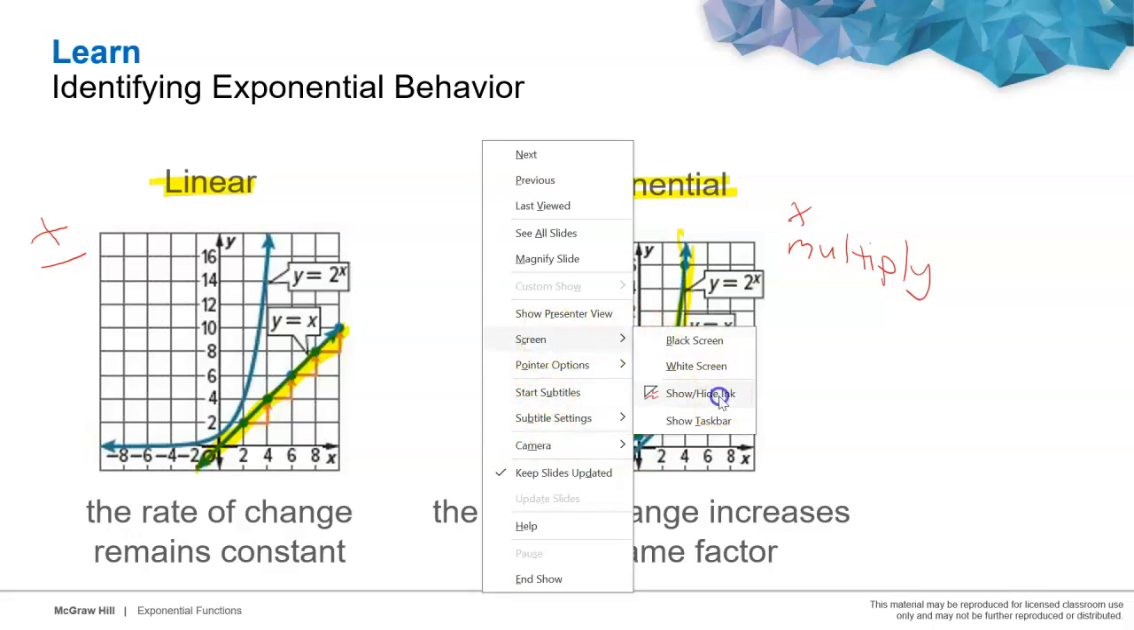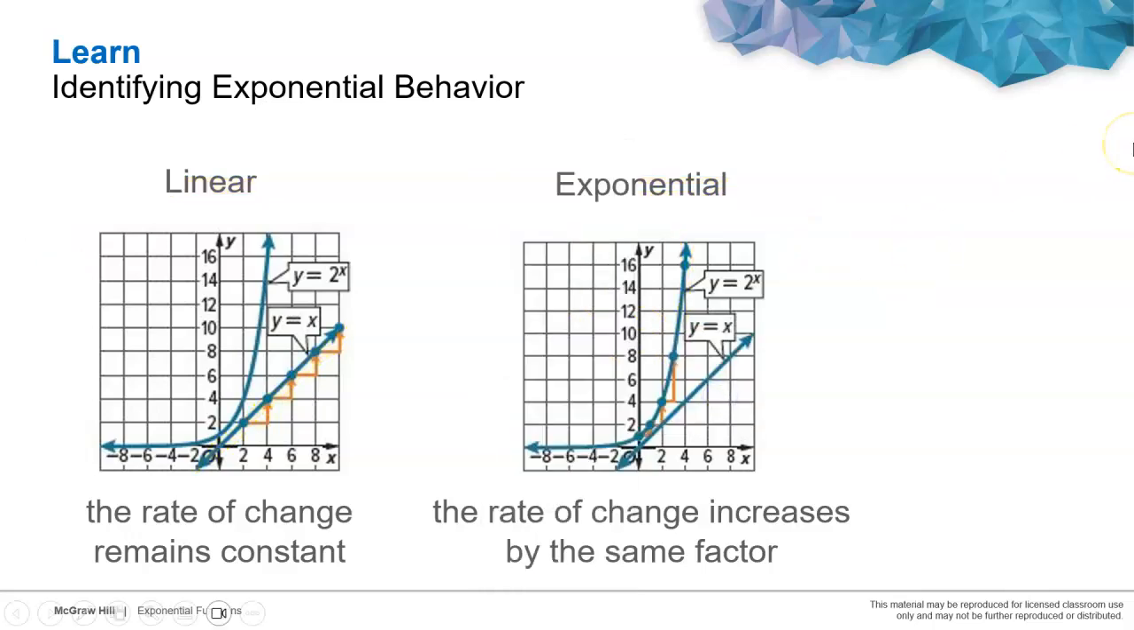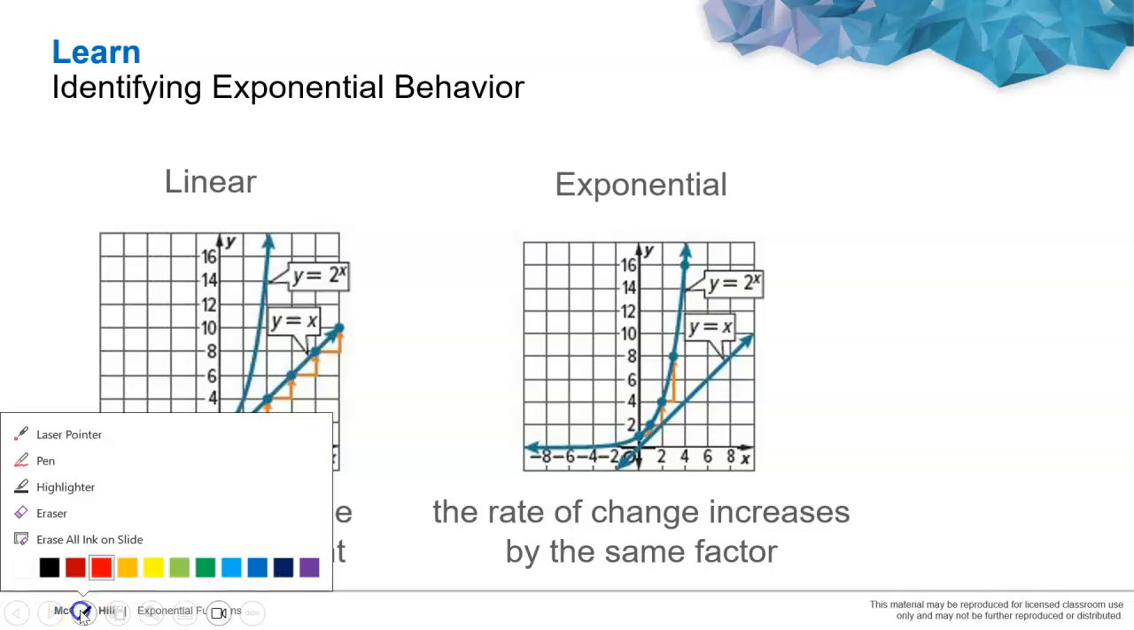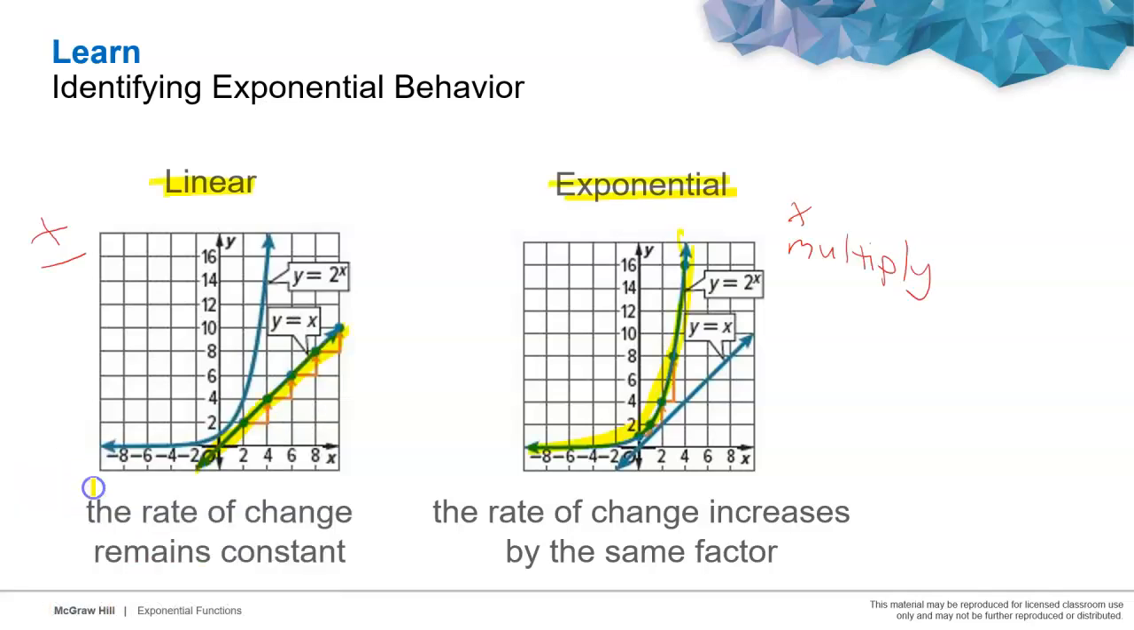Let me get rid of some things here for a second. There. Let's start with a blank slate. What is the difference between linear and exponential? So you should see this graph on page 489, but I want to show you the difference between the two because these two graphs look the same. So it might help to have a highlighter here.